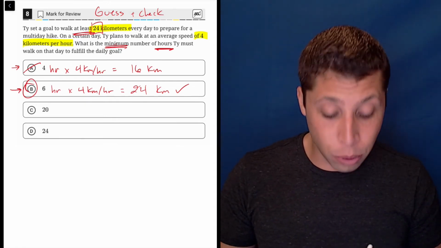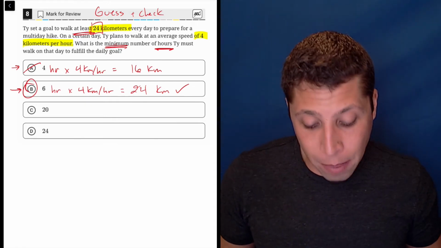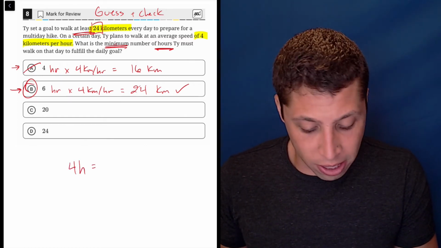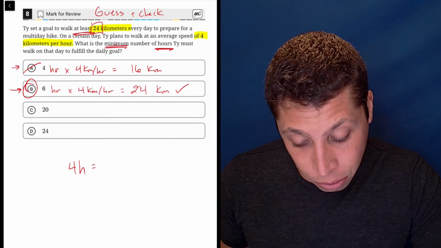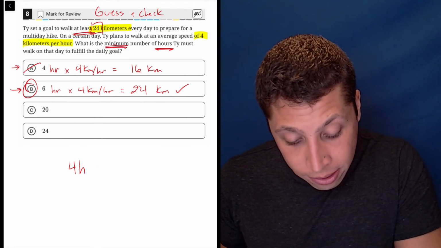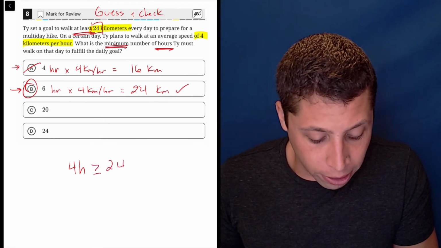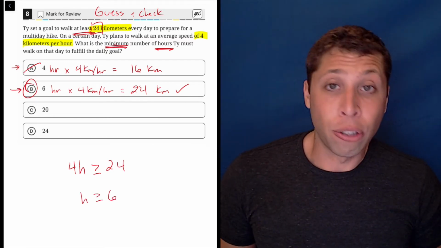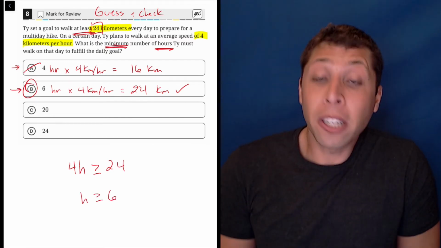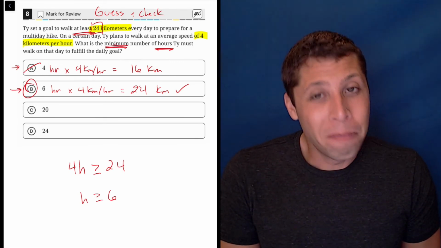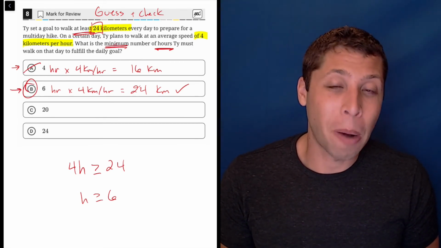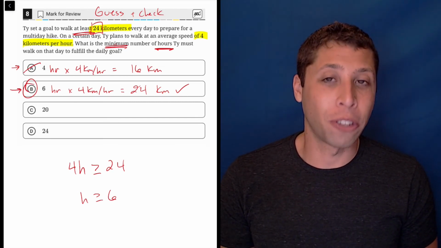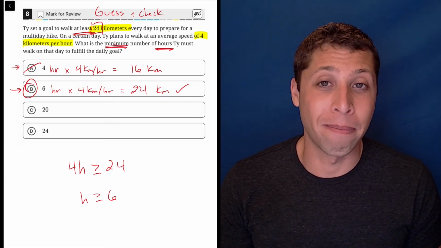There are equations you can write here. I think basically what it would be is 4 is the speed, H is the number of hours, and I guess we should do the inequality here, at least means greater than or equal to 24, and if you divide it by 4, you get H is greater than or equal to 6. So is that easier? Yeah, probably. But if you're dealing with a question like this, it's probably because you're not really strong at math, and so the guess and check gives us an alternative to help us understand something that might confuse us.